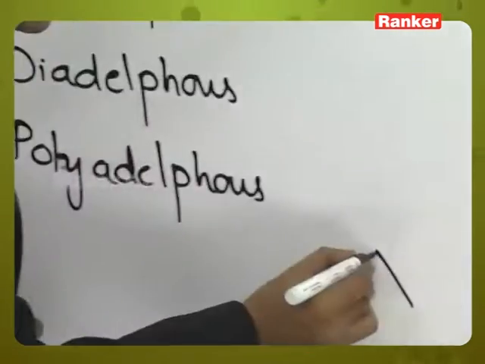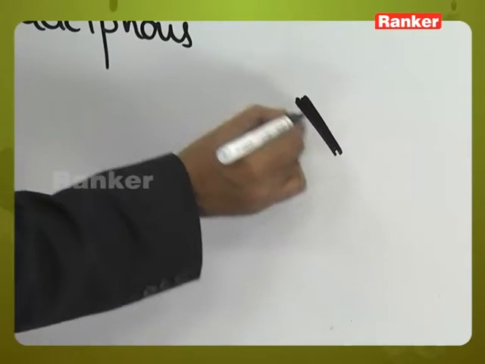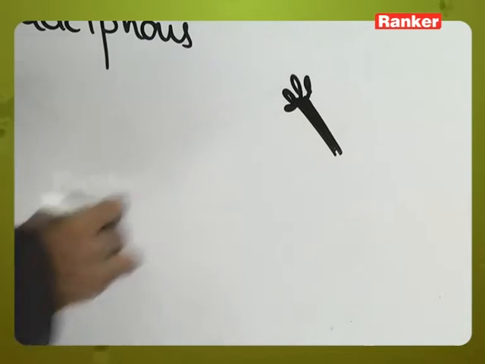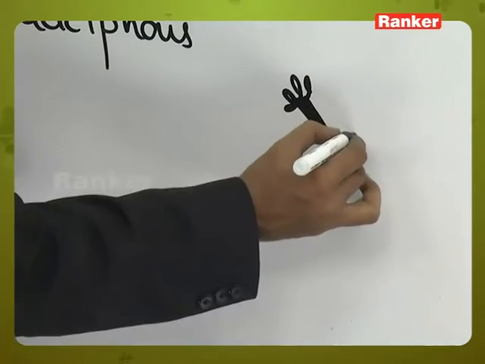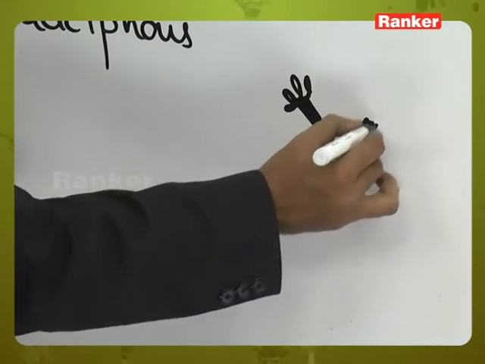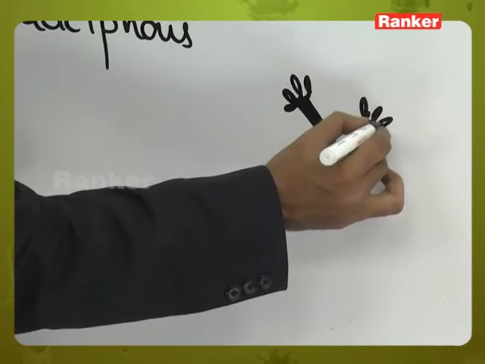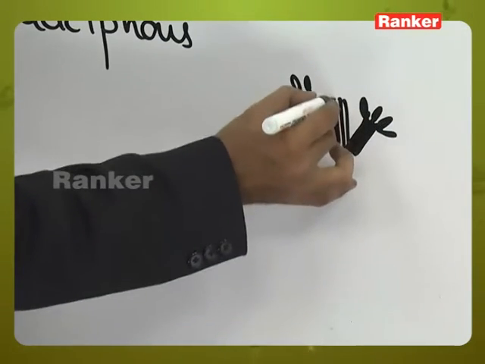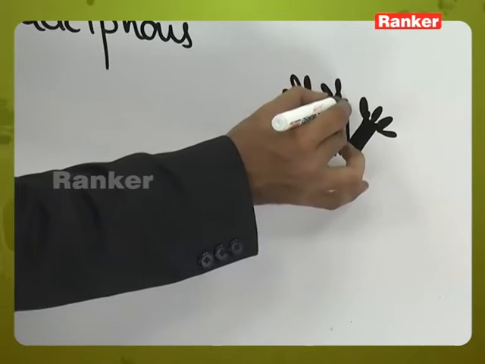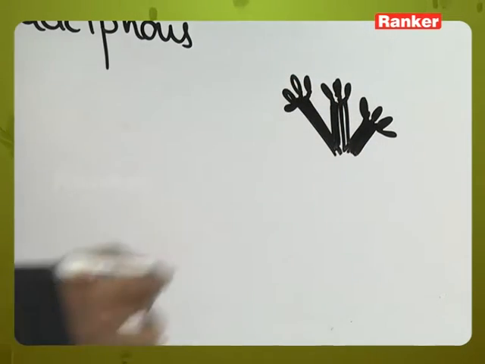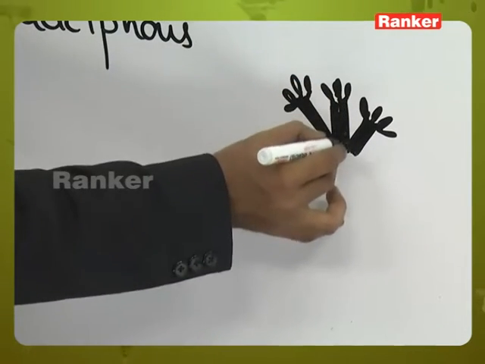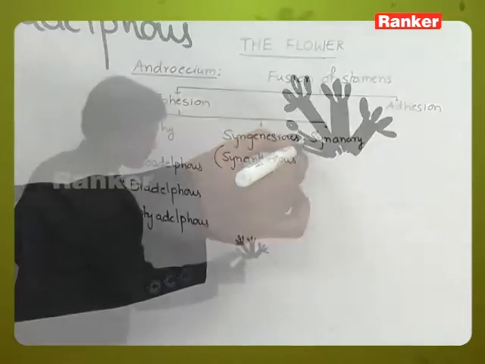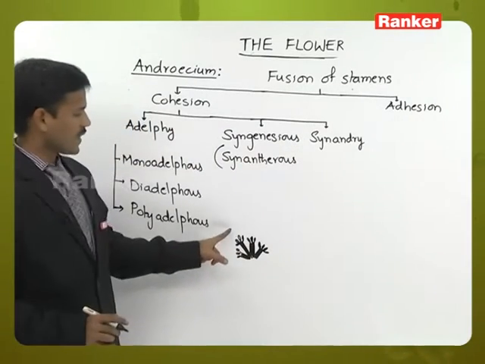Here a number of stamens are there. All the filaments are fused to form one bundle here. All the filaments are fused to form another bundle here, but anthers are free. Here also filaments are fused, but anthers are free.